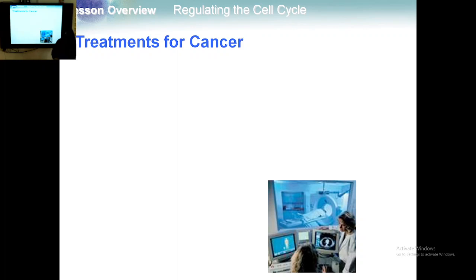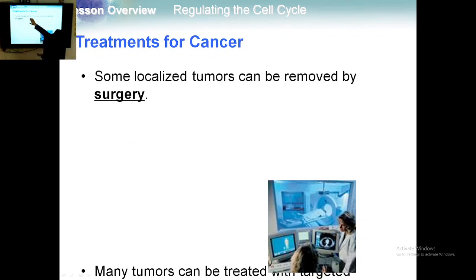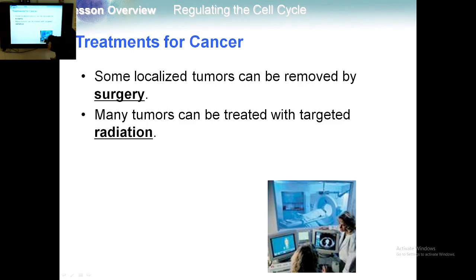Cancer is really a hard disease. It affects people in a really bad way. So scientists and the whole medical field try to treat cancerous cells. There are many treatments for cancerous cells, starting with localized tumors. Localized tumors can be removed by surgery: localized, small, non-spreadable tumors.